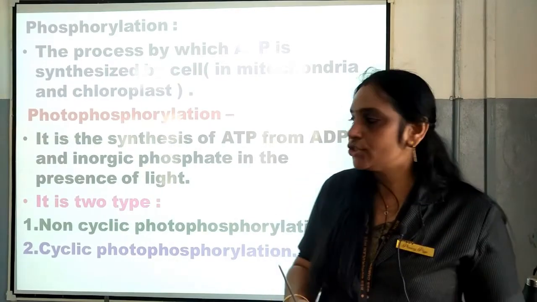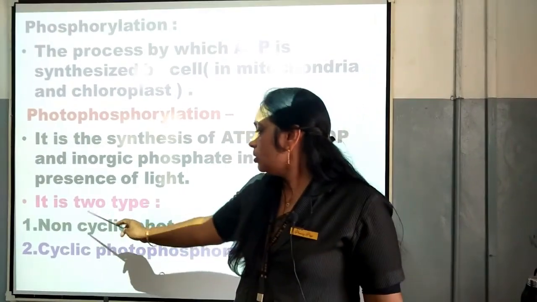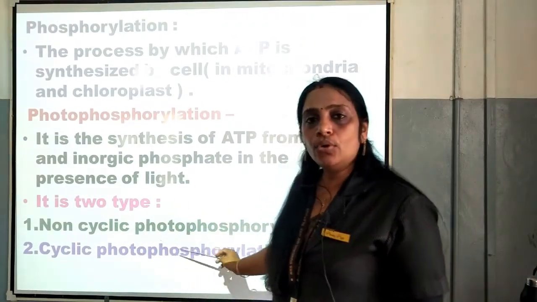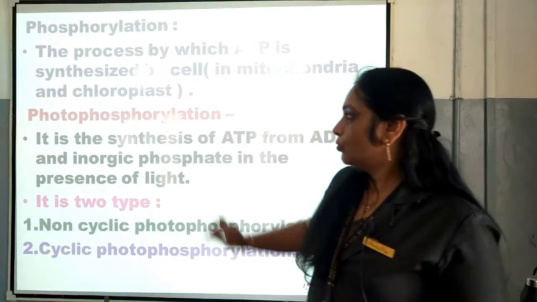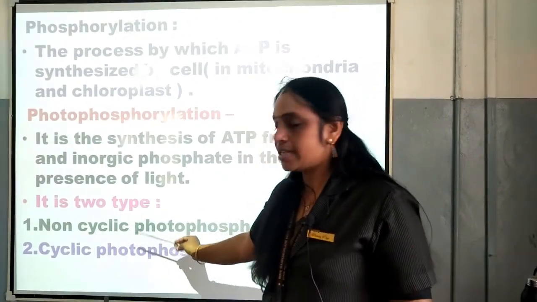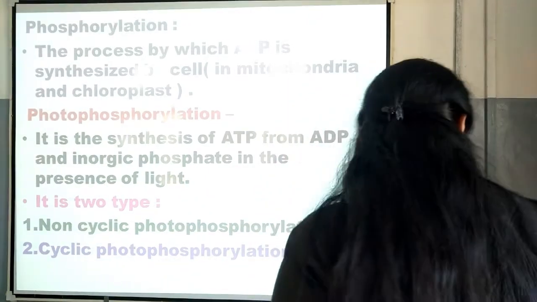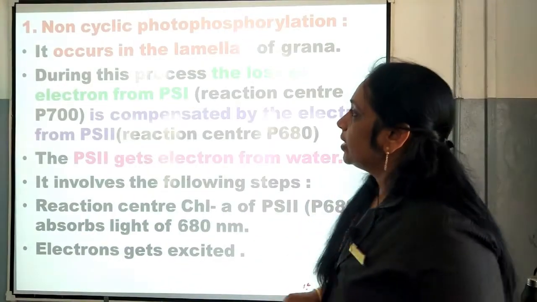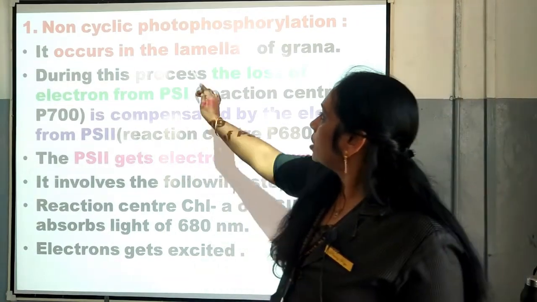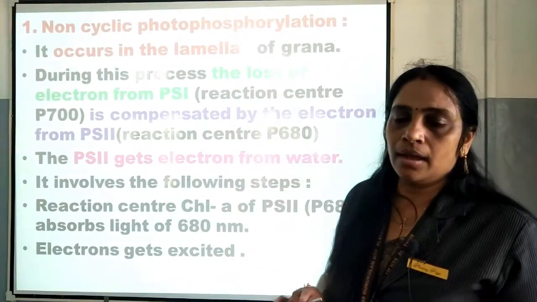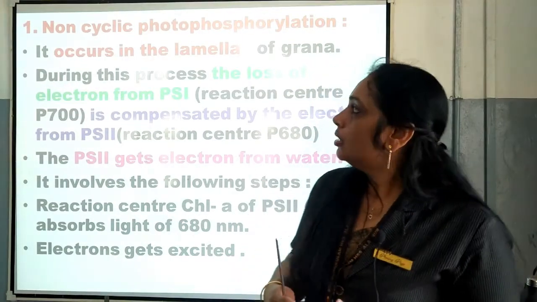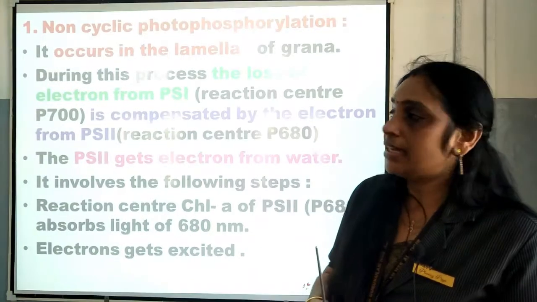Now, we have to understand the two types of photophosphorylation taking place in the plant during photosynthesis, that is during light reaction: non-cyclic photophosphorylation and cyclic photophosphorylation. So photophosphorylation is of two types, non-cyclic as well as cyclic. The first one is non-cyclic photophosphorylation. It occurs in the lamellae of grana. In the grana, lamella is present there, and there the non-cyclic photophosphorylation takes place.